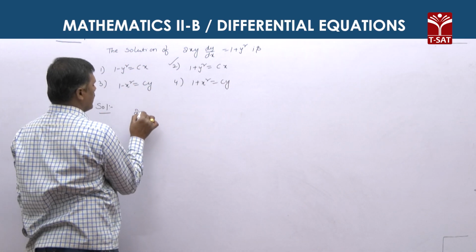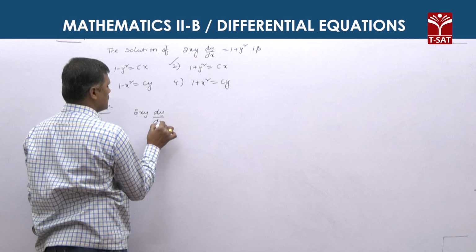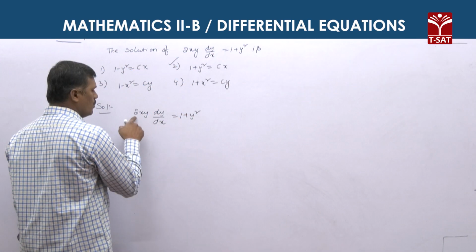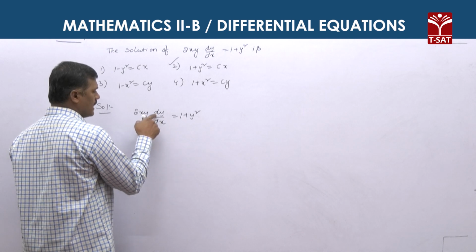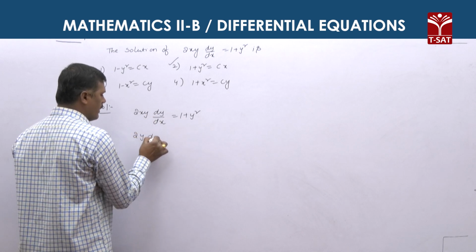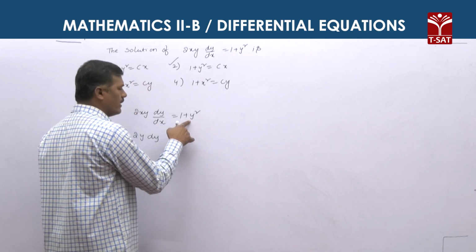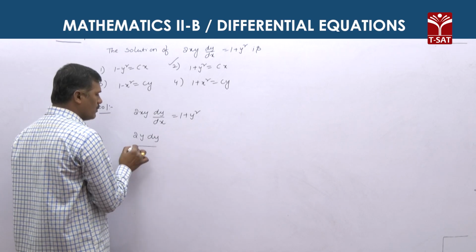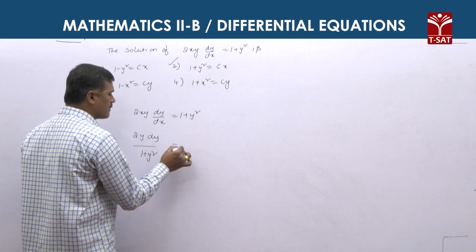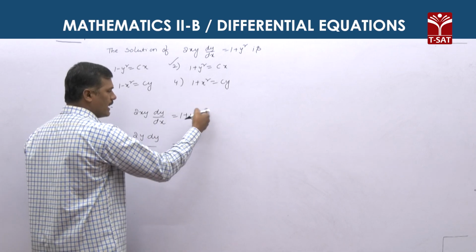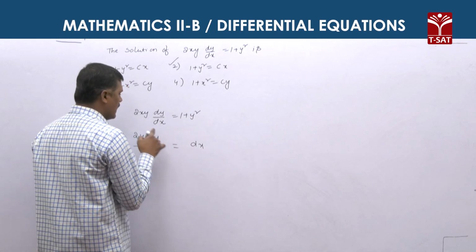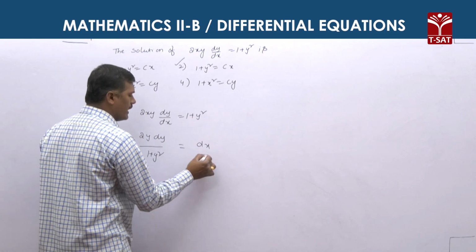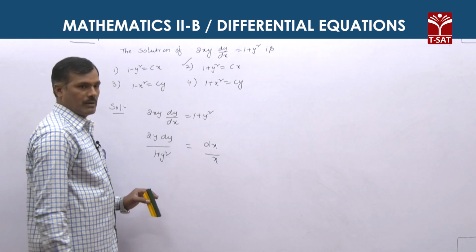Given 2xy into dy by dx is equal to 1 plus y square. Here 2xy, 2 into y into dy. Left side has the y variable, so y taken to the left side, and the right side value taken to the left side goes to the denominator: 1 plus y square is equal to, dx taken to the right side goes to the numerator, dx, and x taken to the right side goes to the denominator, dx by x. Now the variables are separable here.